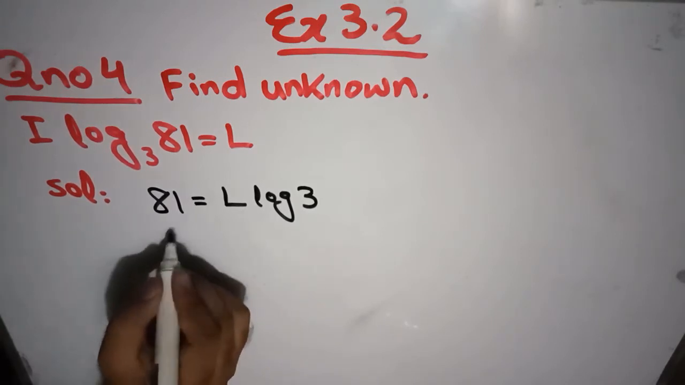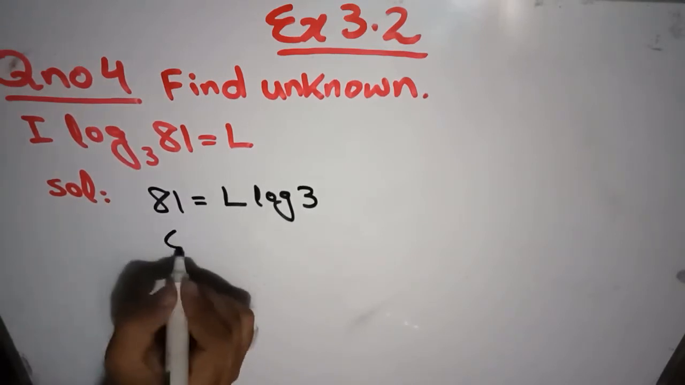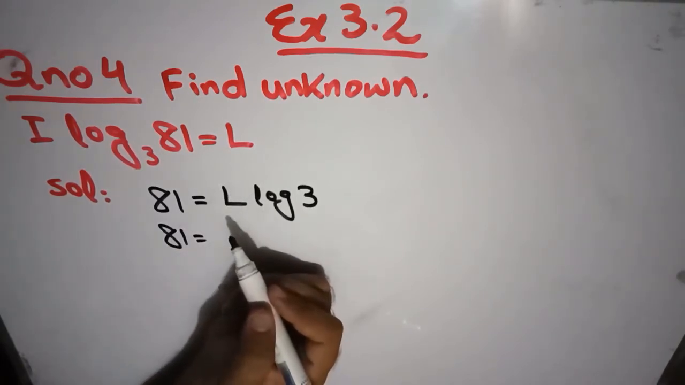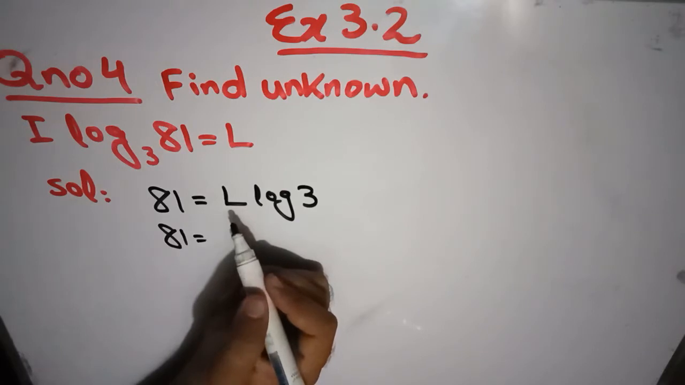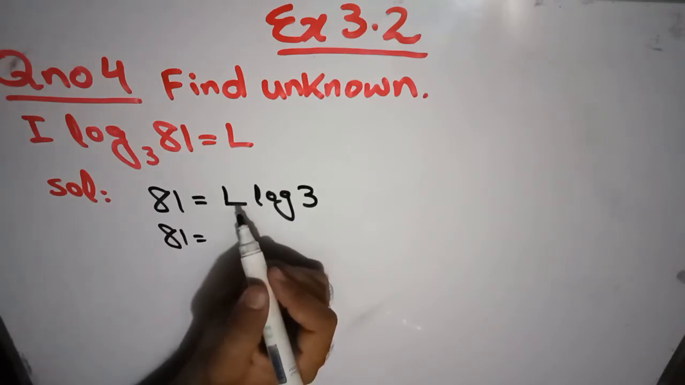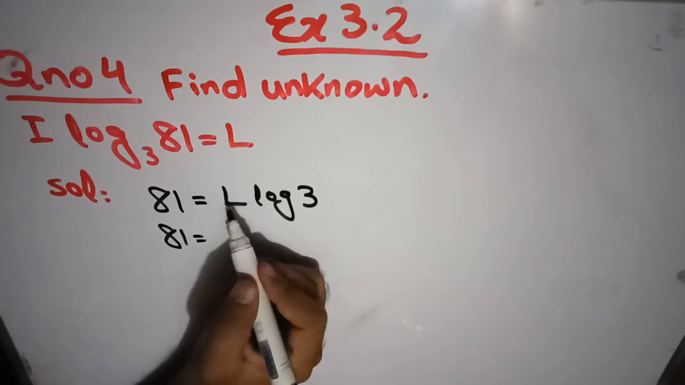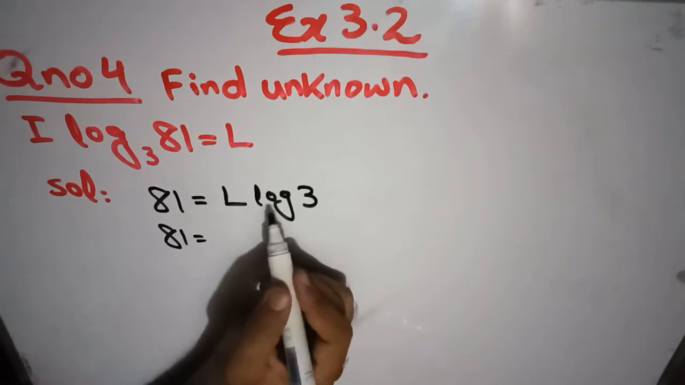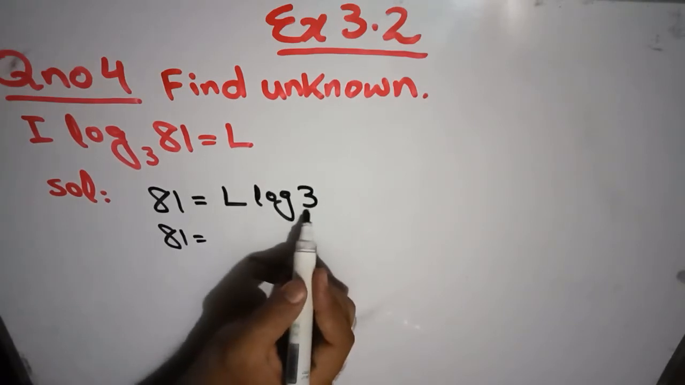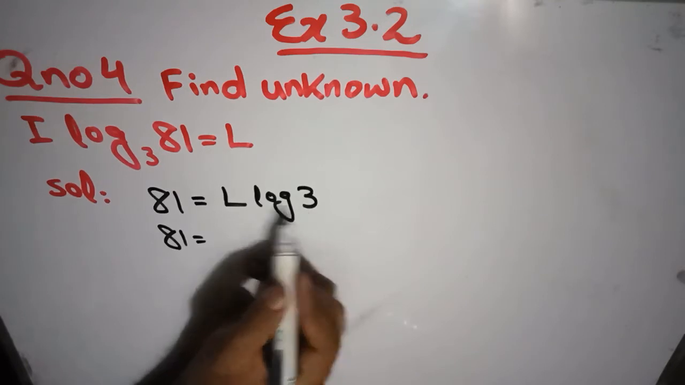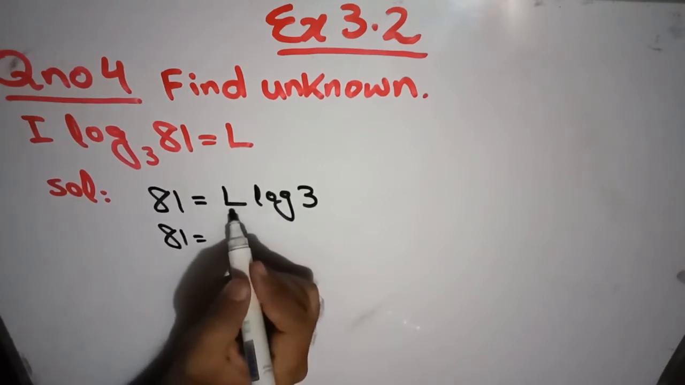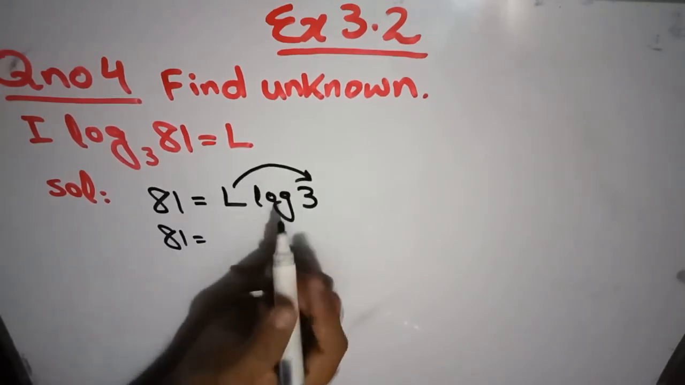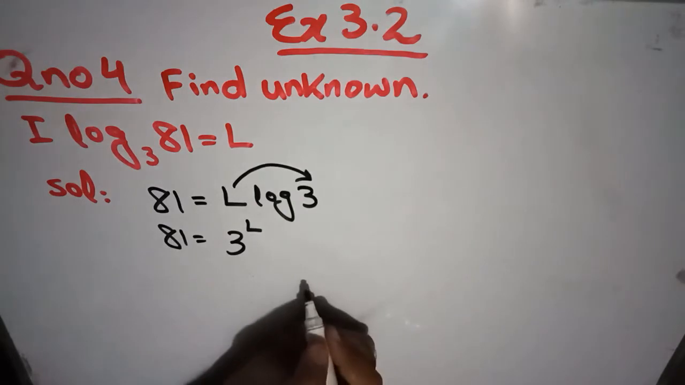In the next step you can write 81 is equal to... there is a property of log: the variable or constant that is coming before the log goes to the power of the digit that is present after the log. Like this is the digit present after the log, and this is the unknown variable present before the log. This will go to the power of this one. So you can write it as 3 raised to power L.